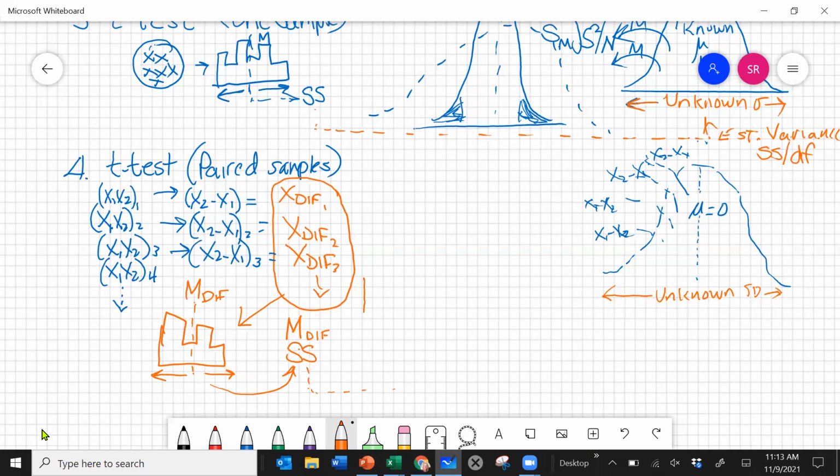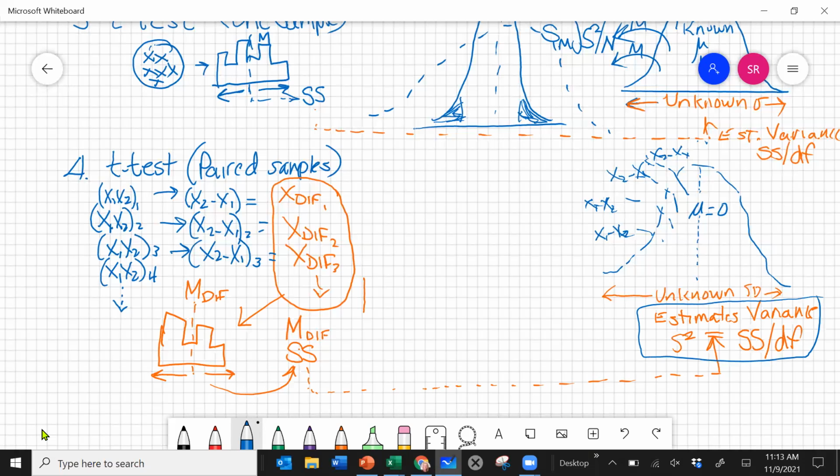And then we did as we did before. We used this sum of squares to determine the spread for the distribution of means. So we estimated the variance using SS divided by DF to get S squared. And after that, we did just what we had been doing before. So this really isn't a new step right here. I might even just circle this in blue, because we did this in the one sample t-test. We did this before too.